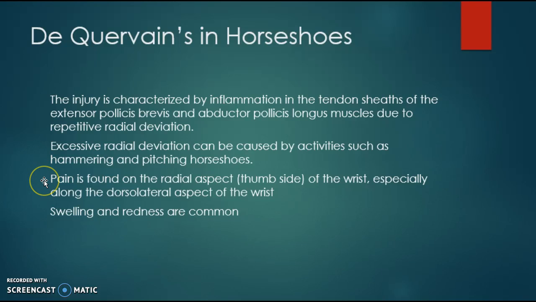Pain is commonly found on the radial aspect, thumb side, of the wrist, especially along the dorsolateral aspect of the wrist. Dorsolateral is a really fancy word for saying the back and the outside of the wrist, along the thumb. Swelling and redness are common with this injury.